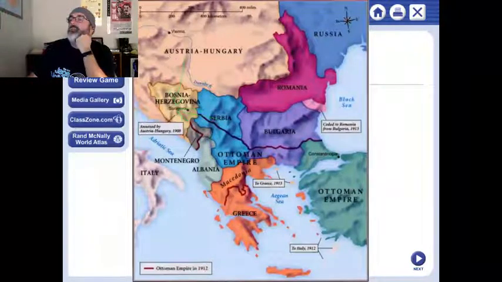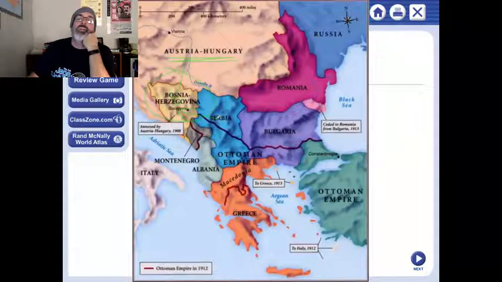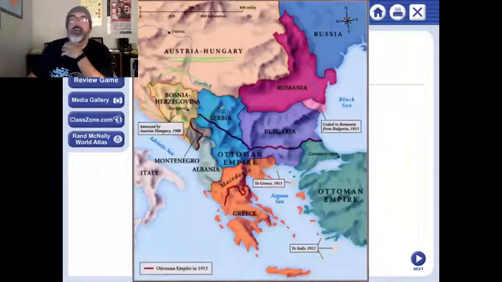And as you can see from the map, Austria-Hungary is much bigger, and so they annex, or take. Annex is a fancy word for take, and it's going to be in your guided reading, so remember that. They take Bosnia and Herzegovina and make it part of their empire, which makes Serbia very mad.